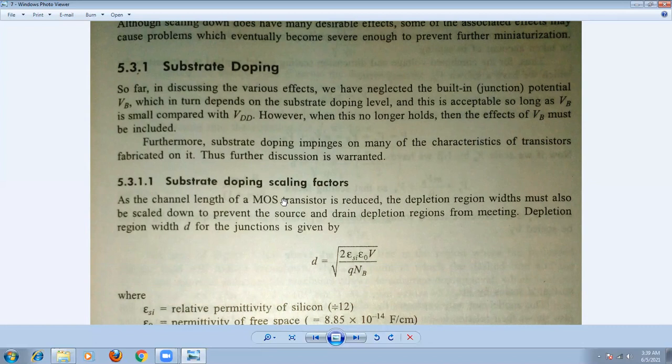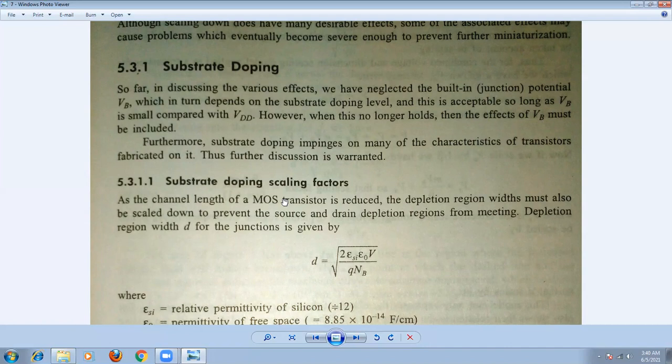In order to reduce the channel length of the transistor, because we are going to reduce the transistor size, as the technology advances the channel length decreases. The length of the transistor is used to indicate the size of the transistor, so length is very important. In scaling down the features, we are going to reduce the length of the MOS transistor.